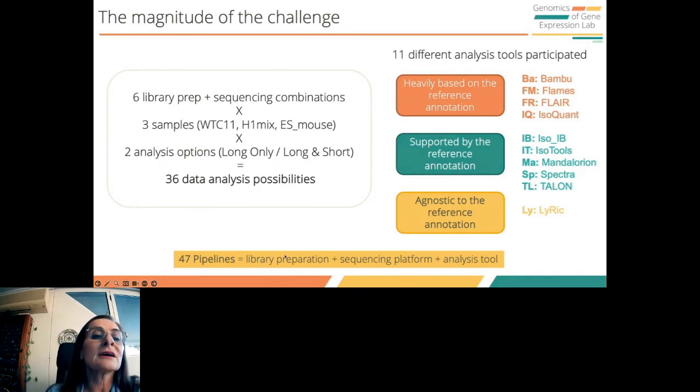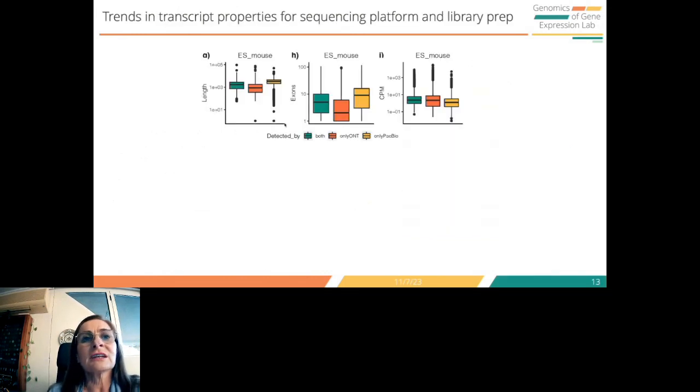A pipeline is the combination of library preparation, sequencing platform, and analysis tool. So that means that not every tool analyzed the 36 data analysis possibilities. The only thing that we ask is that at least 3 different samples were analyzed with the same set of parameters to see whether results were reproducible. But some tools did not analyze all the data. It was really a lot. In total, 47 combinations.